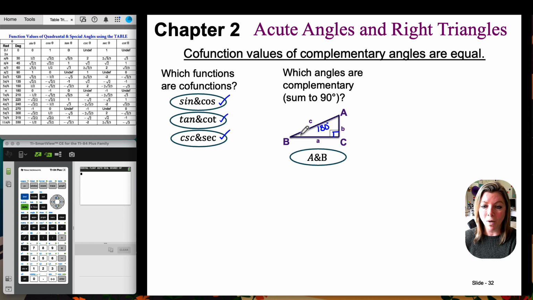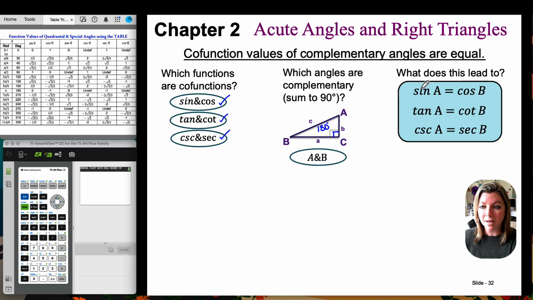All right, what does all of this lead us to? Cofunction values of complementary angles are equal. What that leads us to looks like this. Sine of angle A, its value is going to be equivalent to cosine of angle B. The value of tangent A is equivalent to the value of cotangent of B. And third one, the value of cosecant of angle A is equivalent to the value of secant of angle B.